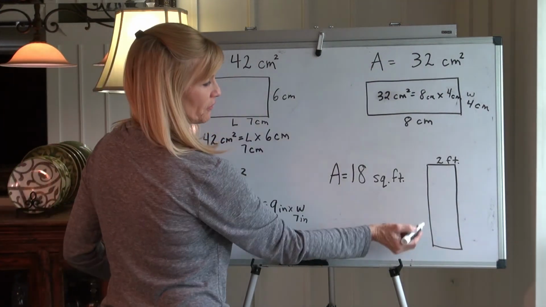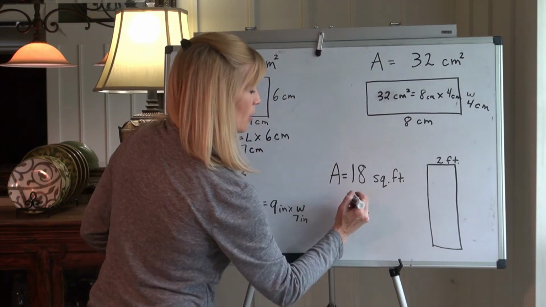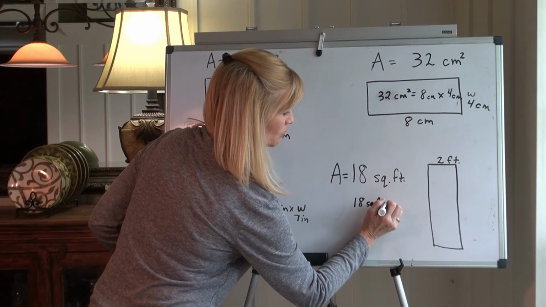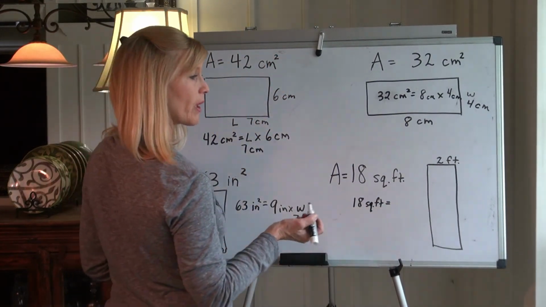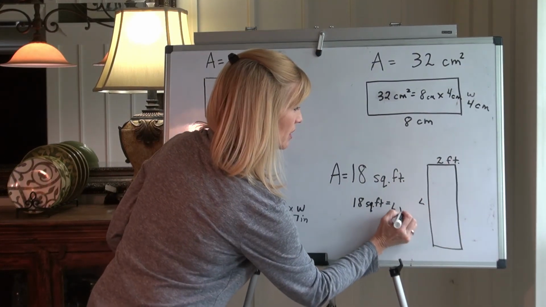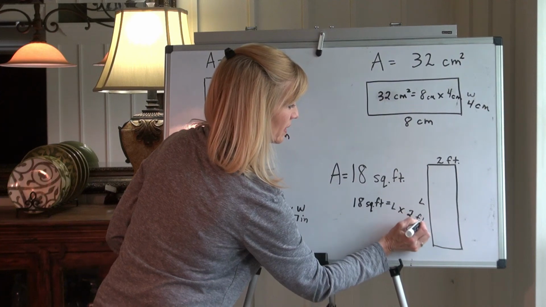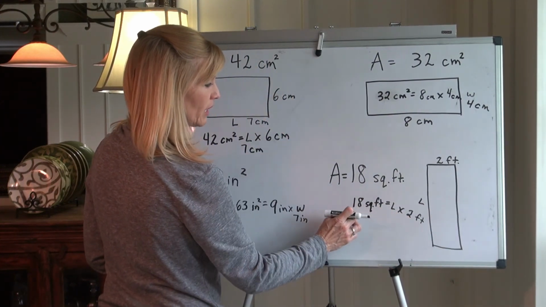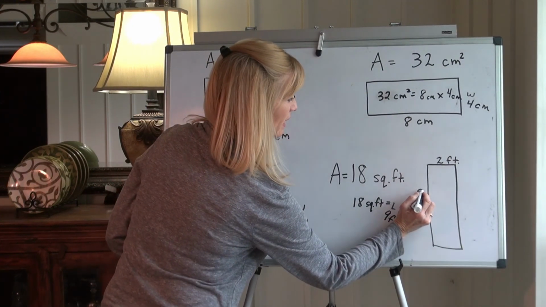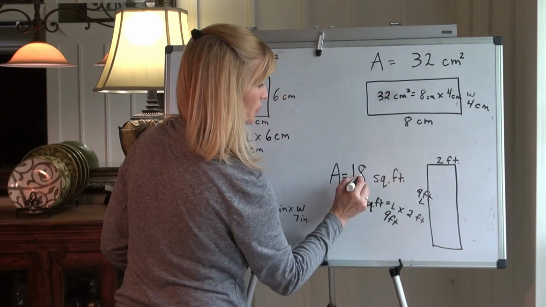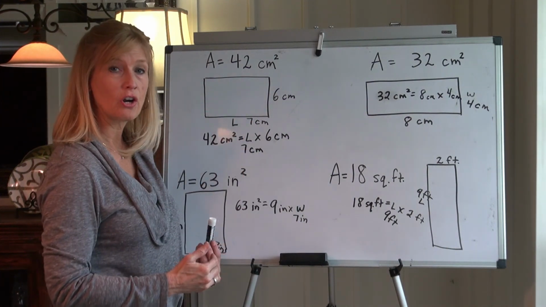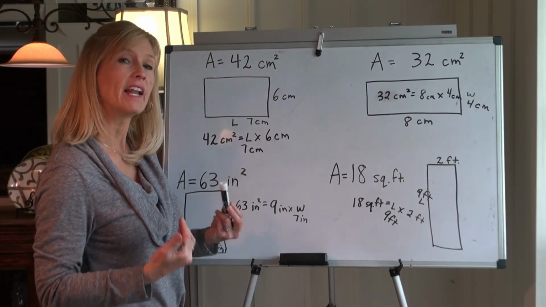Last one here, we need to figure out what the length is on this one. We know our area is 18 square feet. I'm going to write it this way so that you know that both ways are okay. We know our width, but we don't know our length. So length times 2 feet. 2 times what equals 18? L would be 9. 9 feet would be right here. 9 times 2 is 18. So that is how you figure what missing sides are when they give you the area, and it helps you solve the problem.